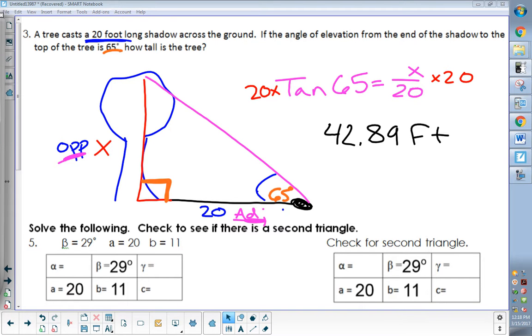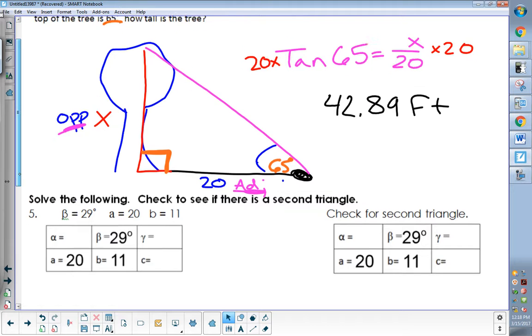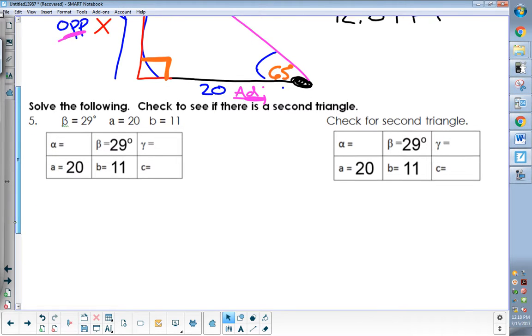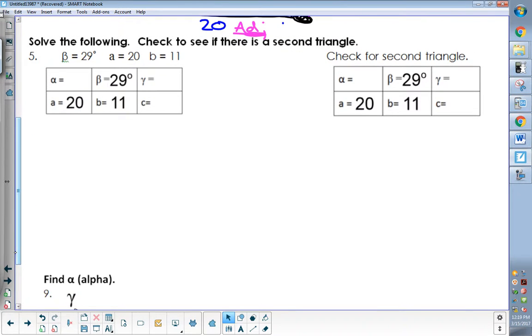Did you get 42.89? Yep, you can get it. You can do law of sines. I'm not going to tell you not to. I'm going to tell you SOHCAHTOA is the fastest always. Sometimes there's an extra step, but check to see if there's a second triangle. I'm going to tell you if there's a second triangle, or I'm going to tell you to look for a second triangle.